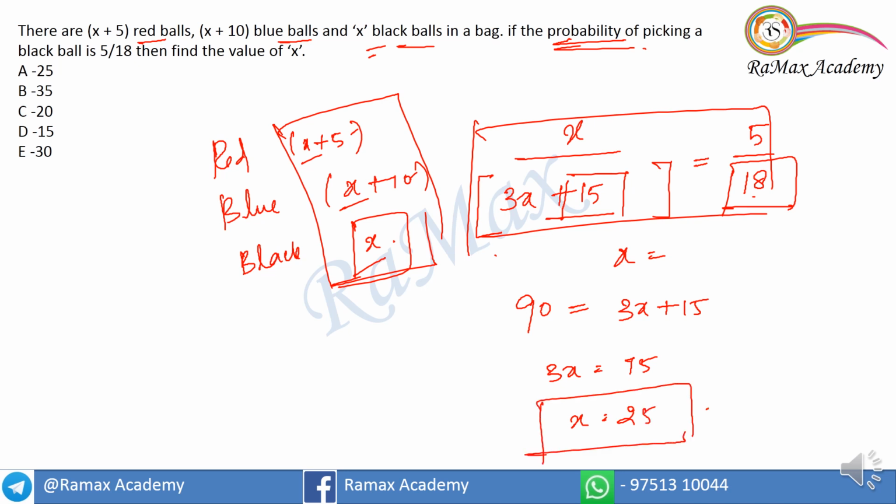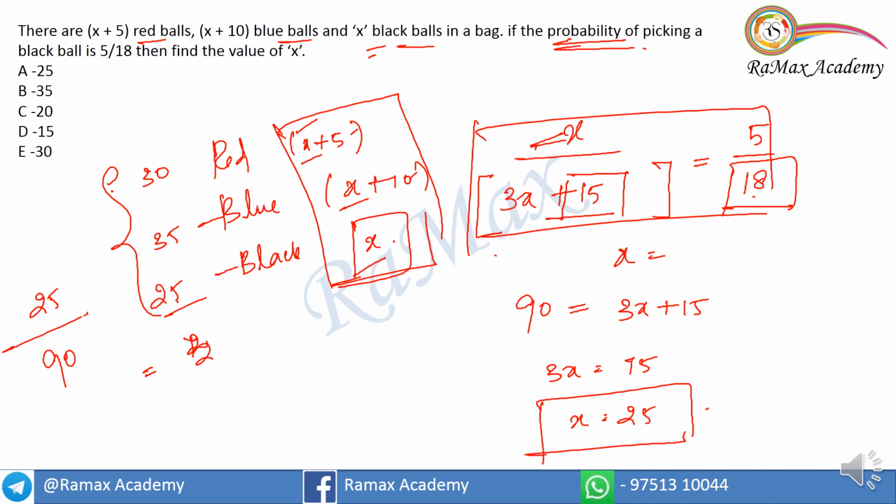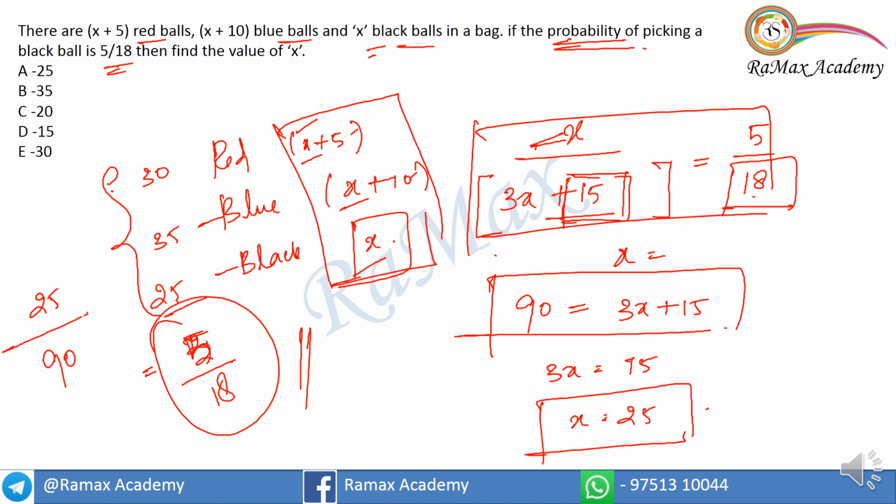Let me prove this to you. When x is 25, the number of red balls will be 30, number of blue balls will be 35, and number of black balls will be 25. So this is the problem of picking black ball. So 25 will be in the numerator, total number of balls will be in the denominator, which is 90, which is 5 by 18. Here comes the fraction. So just by taking the LCM for these two numbers, we can get the count of total number of balls. So the value is 25.